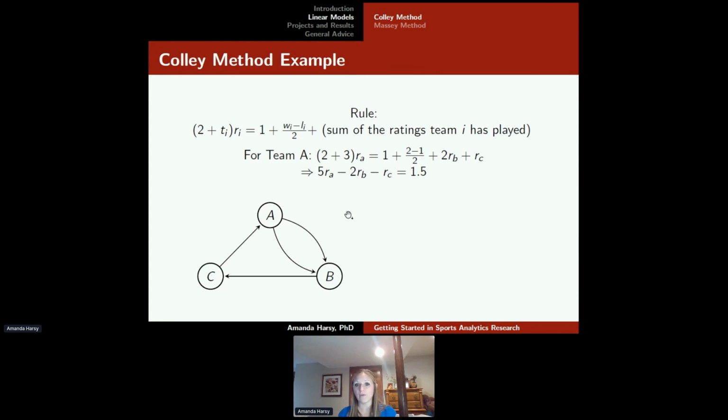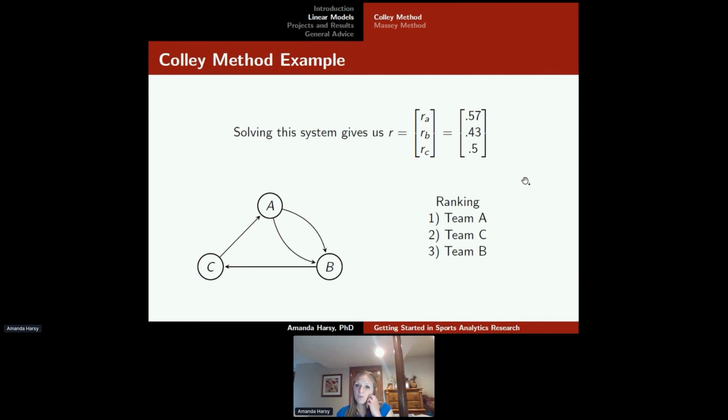And so we can put this together and set up a system of equations, and we can solve this system of equations. Now, what we get when we solve this is a rating vector. And what we do is we take the values for each of our teams, and we come up with a ranking by ordering them in the order of their rating. Okay, so in this case, we would rank team A first, then C, and then B.